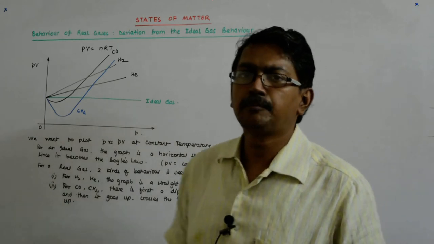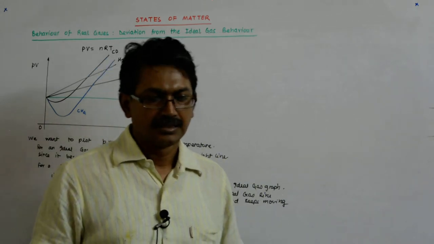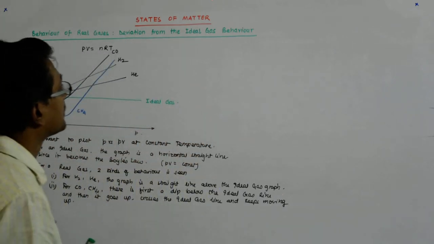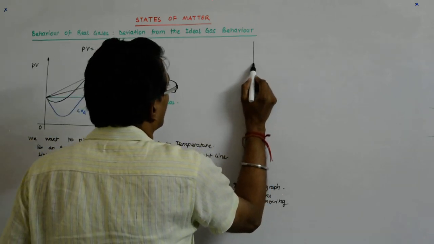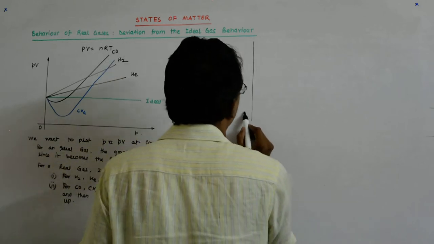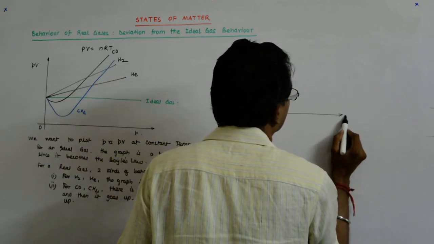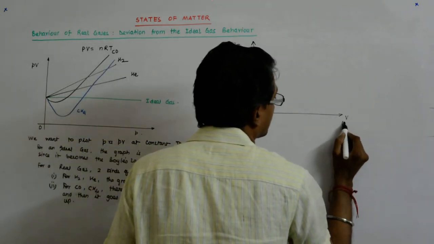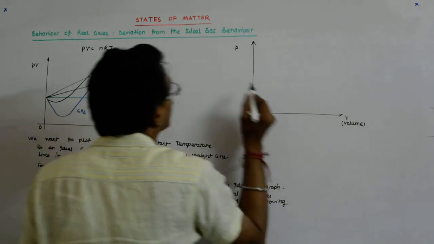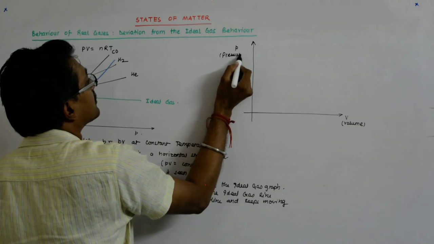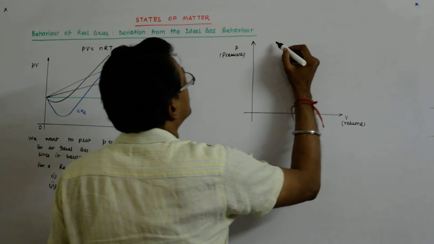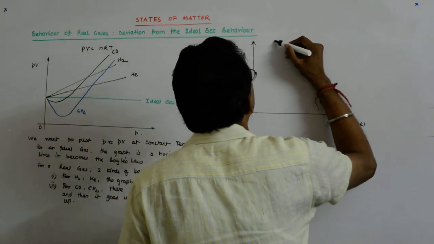Now let us try to draw the PV diagram of an ideal gas. There also we find there is deviation from the ideal behavior. So this is V, the volume. This is P, the pressure. Okay, this is volume and this is pressure. Now what happens?